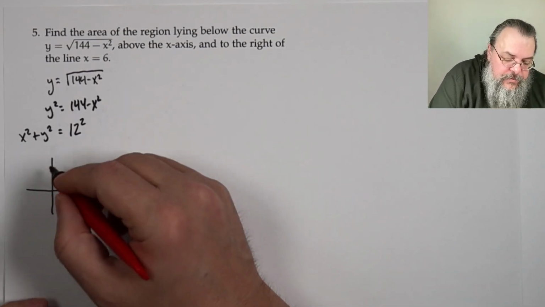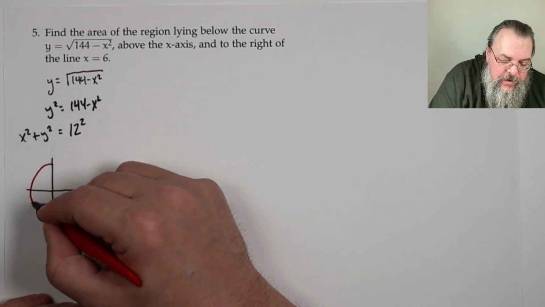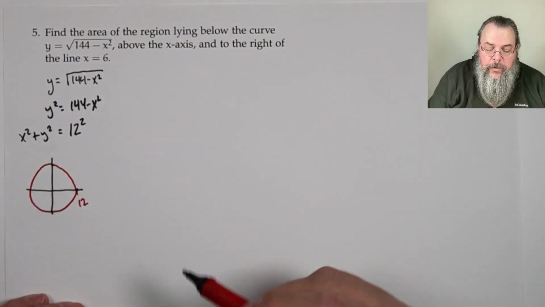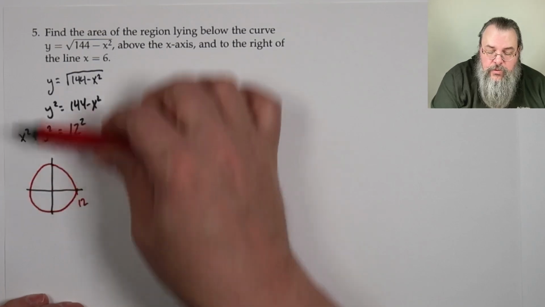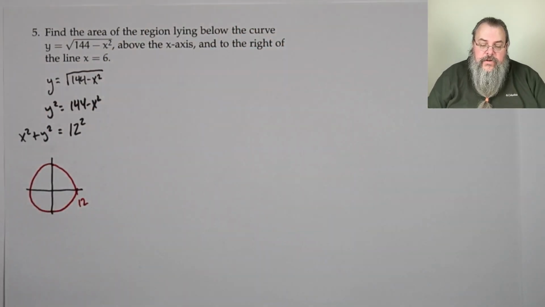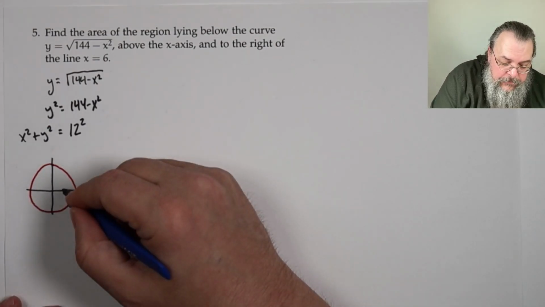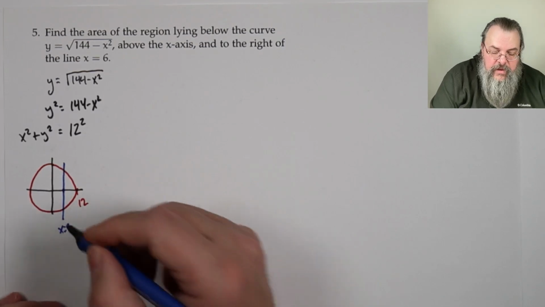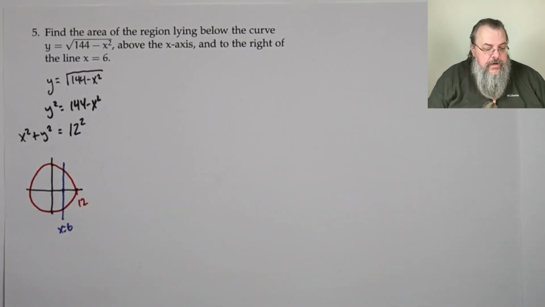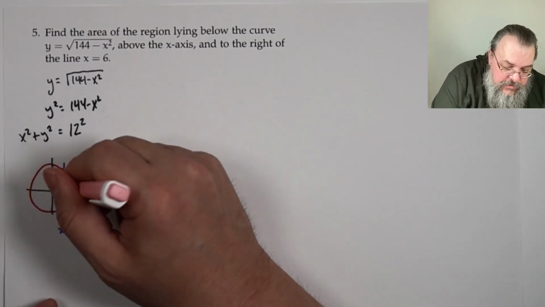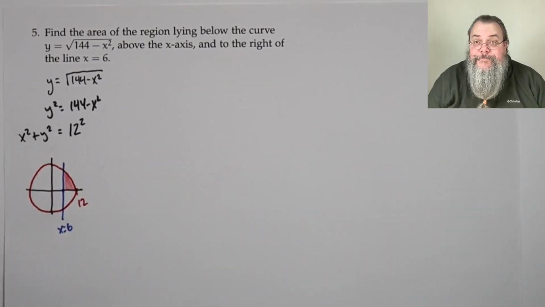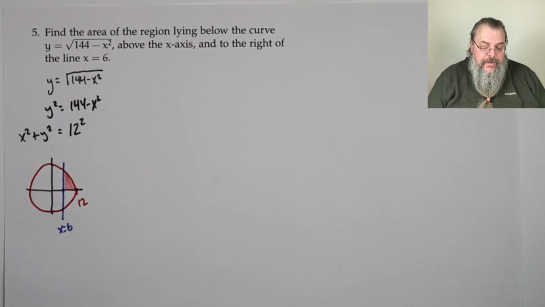Well, how do we know we're in the first quadrant? We should be careful there. Draw a circle, or at least a reasonable facsimile of a circle, radius 12. Now, we're above the x-axis, and we're to the right of the line x equals 6. So you go halfway. Here's x equals 6. And so the part that we're after is this right here. That's what we're after. All right. Good.